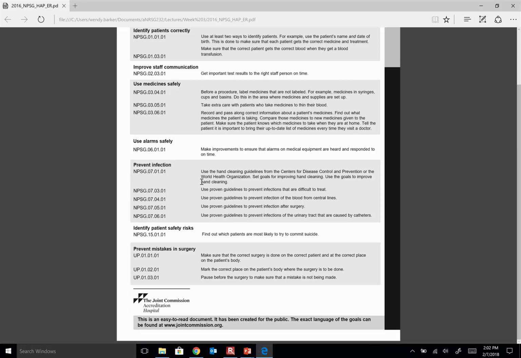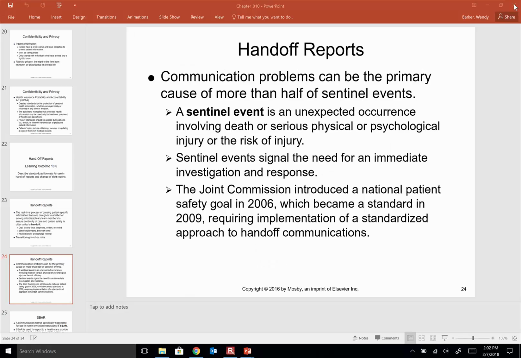Prevention of infection, there are lots of guidelines here for prevention of infection. Identifying patient safety risks, so falls, suicides, things like that. And then prevent mistakes in surgery, wrong body part, retained surgical things. So this would be good to look over. And it would be nice for us to see what our facilities are doing to meet these standards, so they all have something in place.